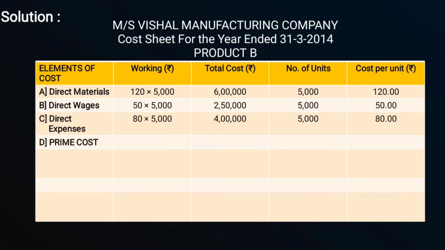Part D, prime cost. So the prime cost total amount will be rupees 12,50,000. Number of units will be 5000 and cost per unit will be rupees 250 per unit.